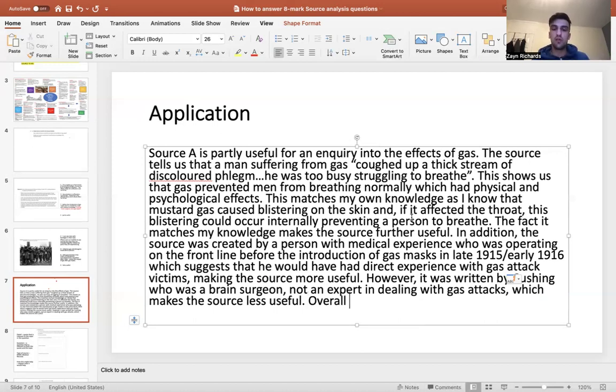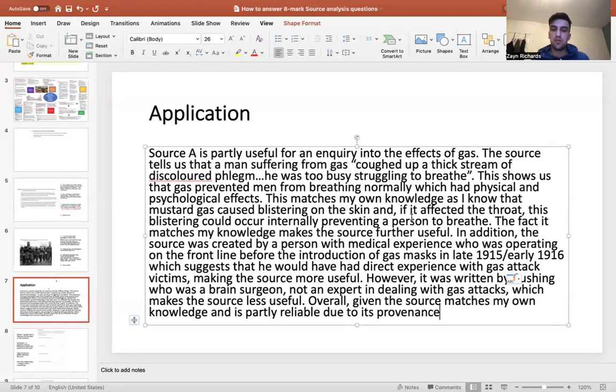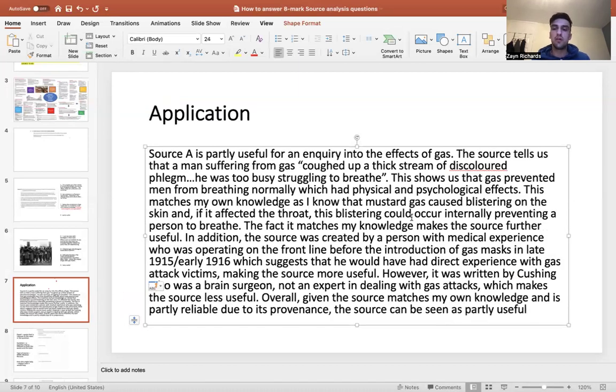So overall, given the source matches my own knowledge and is partly reliable due to its provenance, the source can be seen as partly useful. Notice how I'm not mentioning source B at all. That's going to be a separate paragraph.